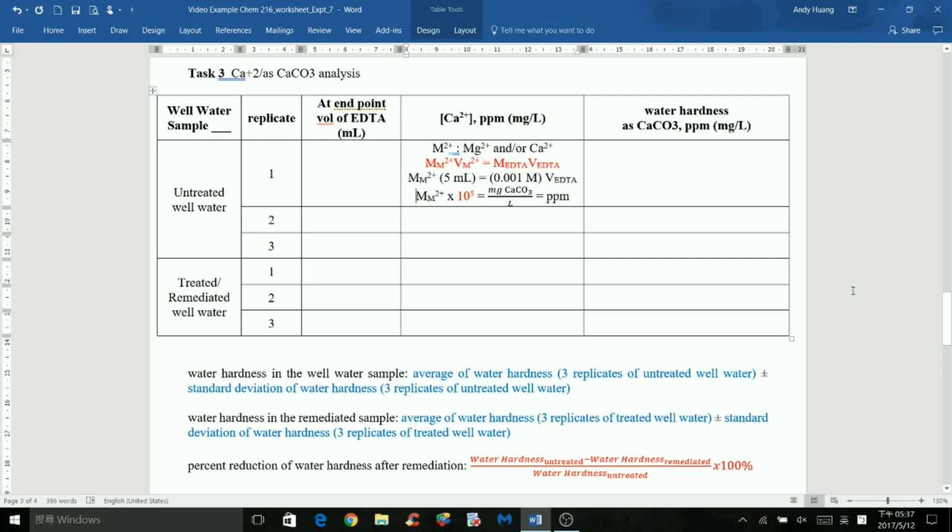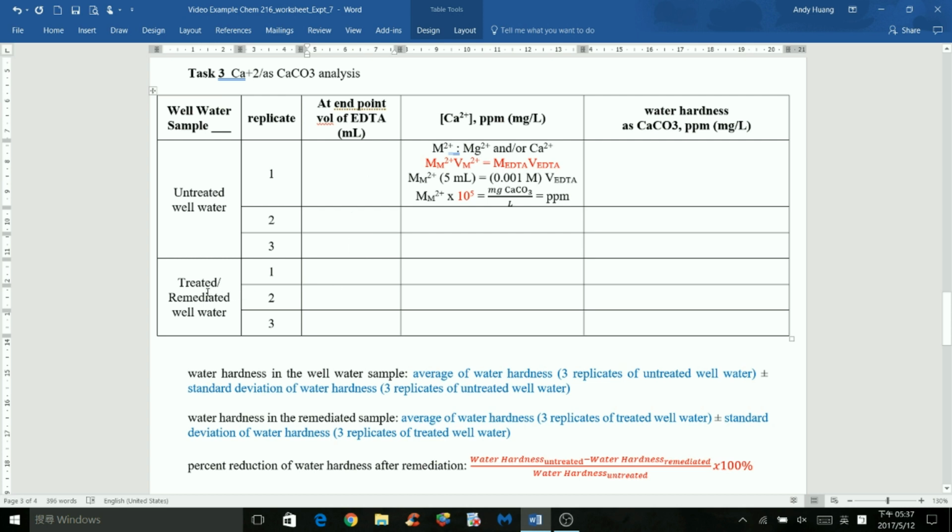In task 3, you perform titrations in order to find the water hardness of the untreated well water samples and the treated slash remediated well water samples. So make sure you write down the sample number, either 1, 2, or 3 here. And for the untreated well water sample, you did 3 replicates, and for each replicate, of course, there's the endpoint volume of EDTA in milliliters. Make sure you record it here.